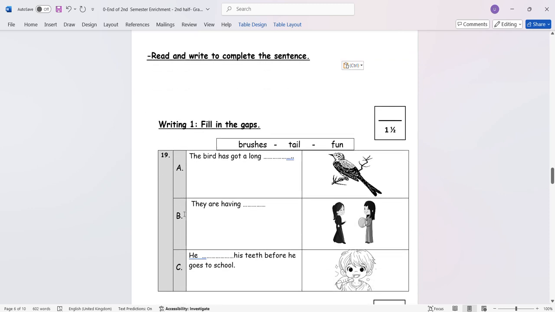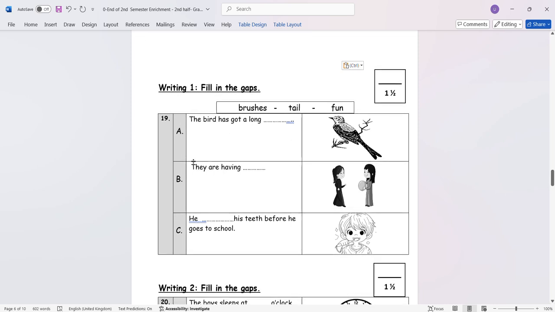Okay, we move to the writing section. Number 1, fill in the gap. We have 3 words. We have to put these words in these 3 blanks. The first one, the bird has got a long. We check. What has the bird got? The bird has got a long, brushes or tail or fun, of course. This bird has got a long tail. So we write here, tail.